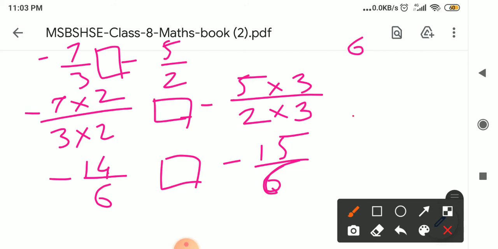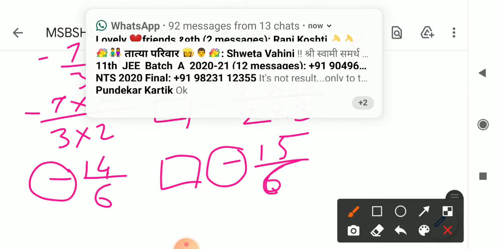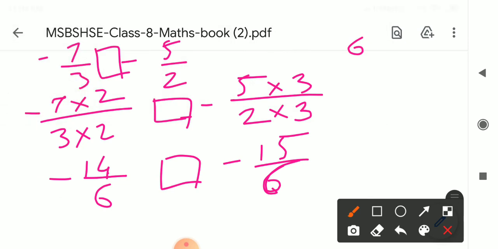And just as I told you before, if negative numbers are there, the smaller number is the greater one. Here it is minus 14 and minus 15. Which is greater? 15 is smaller and 14 is greater, because both numbers are negative. Therefore here write minus 14 upon 6 is greater than minus 15 upon 6.